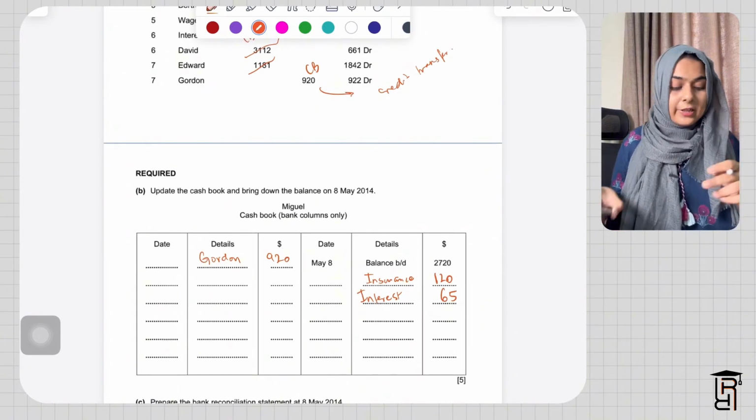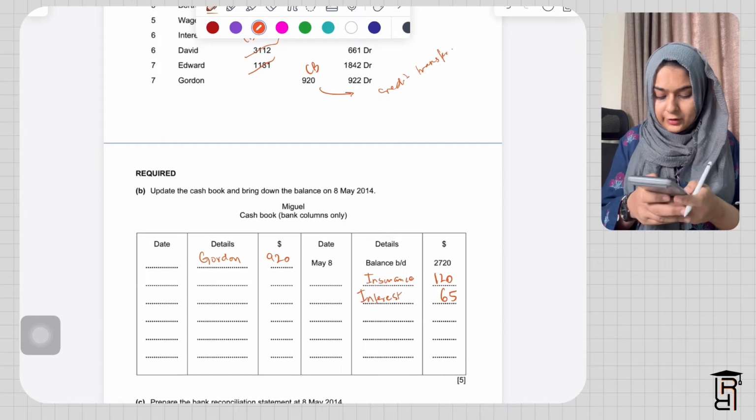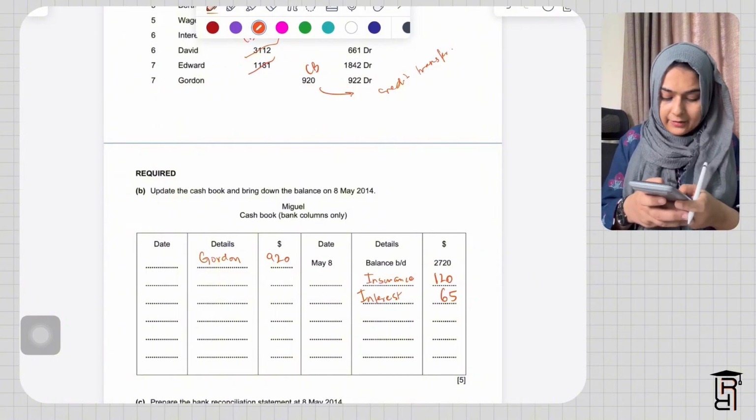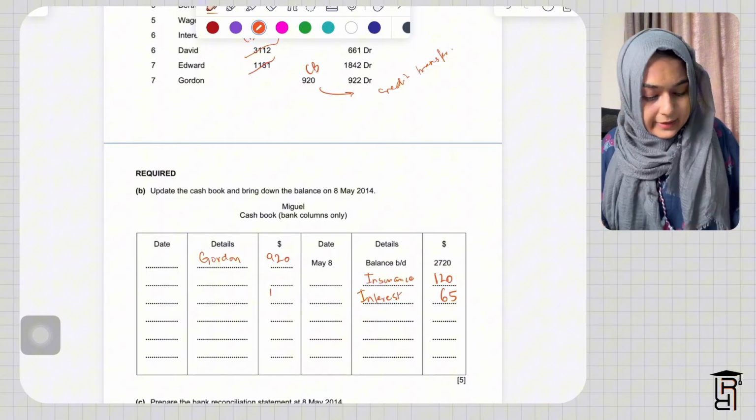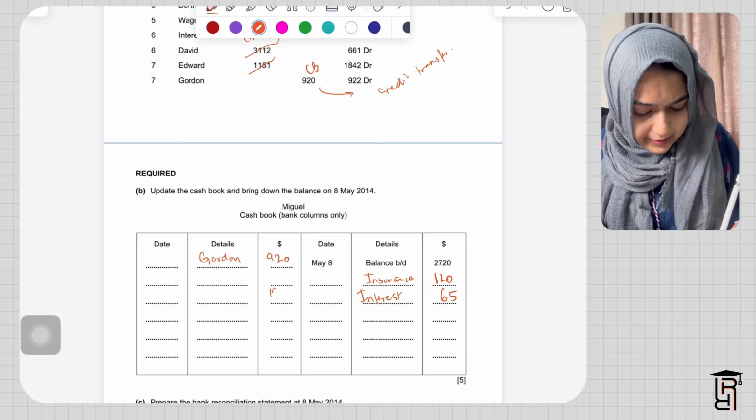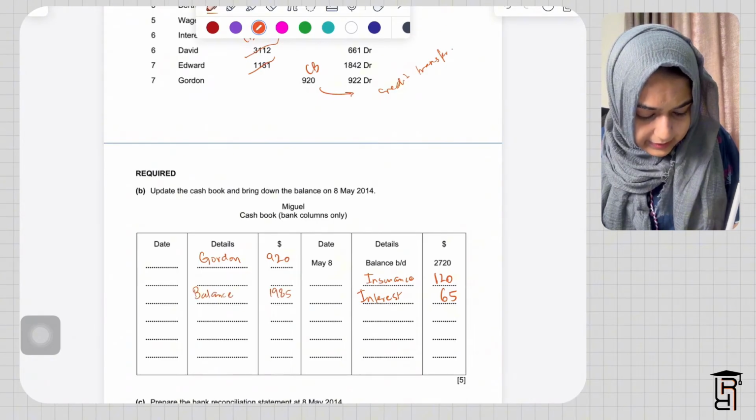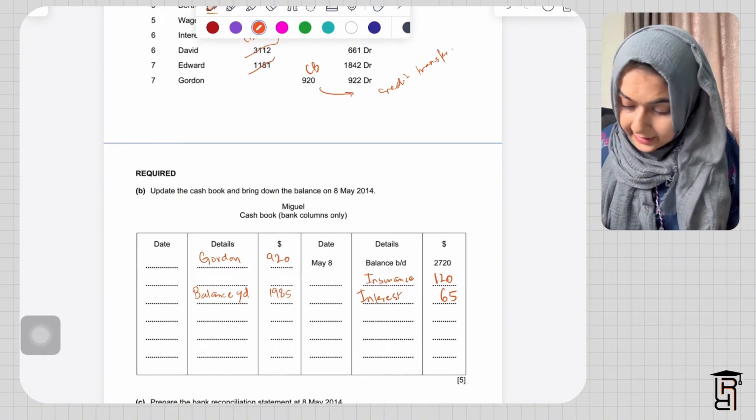So now I'll calculate my balance carried down. I'll write here 2720 plus 120 plus 65 is going to give me 2905, and when I subtract 920 from this, I'll get 1985, which is my balance carried down here. I'll write here balance carried down, and I'll write here 1985.